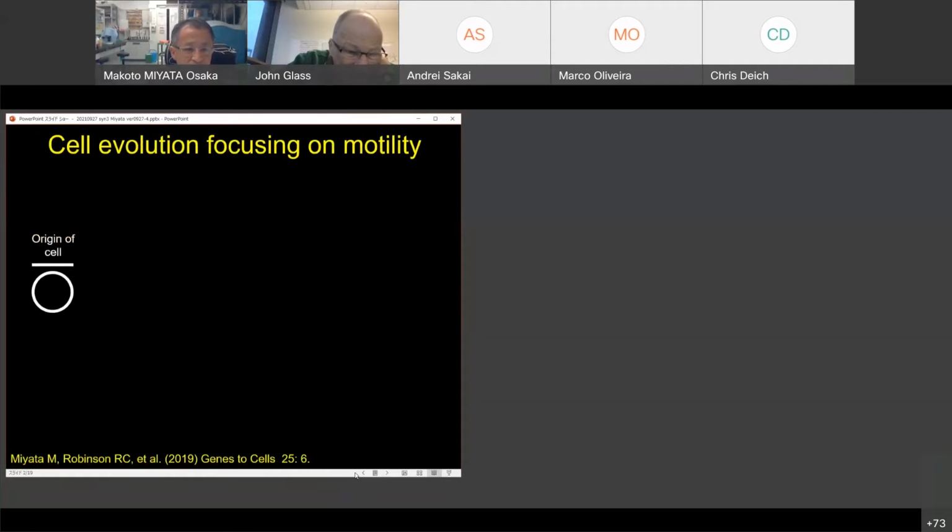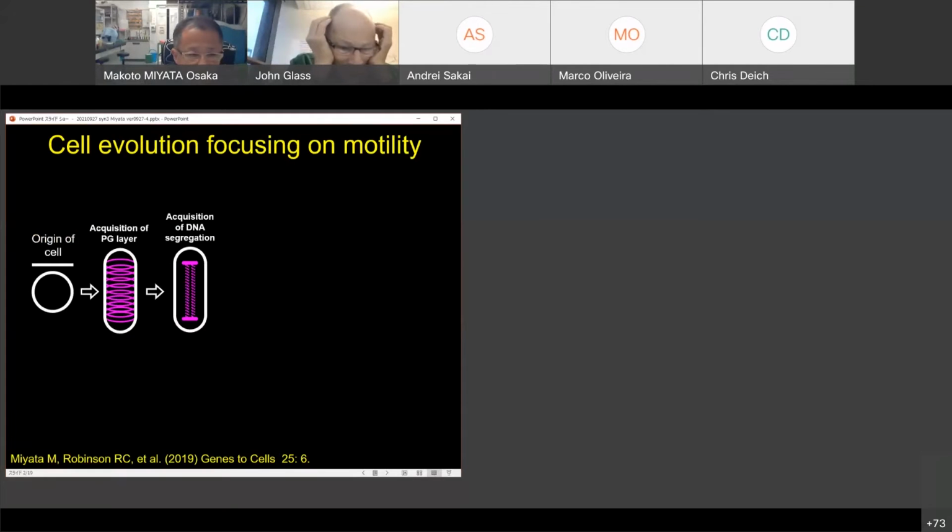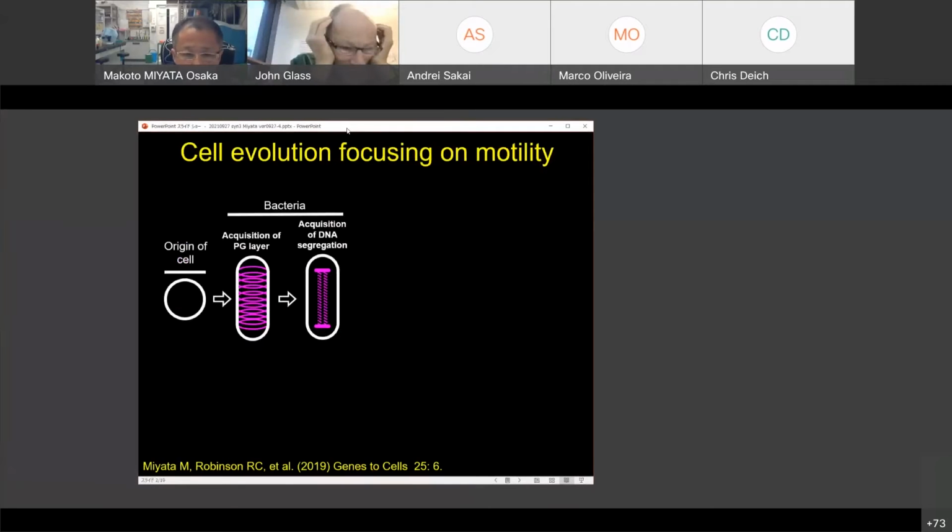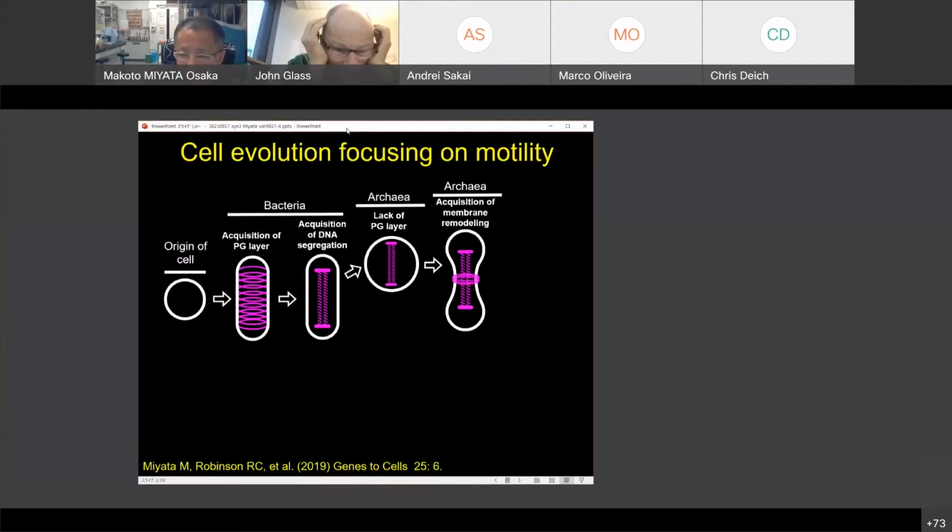Here is the cell evolution focusing on motility. This was suggested by us in 2019. This is the origin of the cell. They acquired the peptidoglycan layer and also DNA segregation, so they became the ancestral bacteria. We don't know the relationship between the bacteria and the archaea, but archaea lack the peptidoglycan layer, so they have a flexible peripheral structure. Then they acquired membrane remodeling, and they became eukarya, as you know.